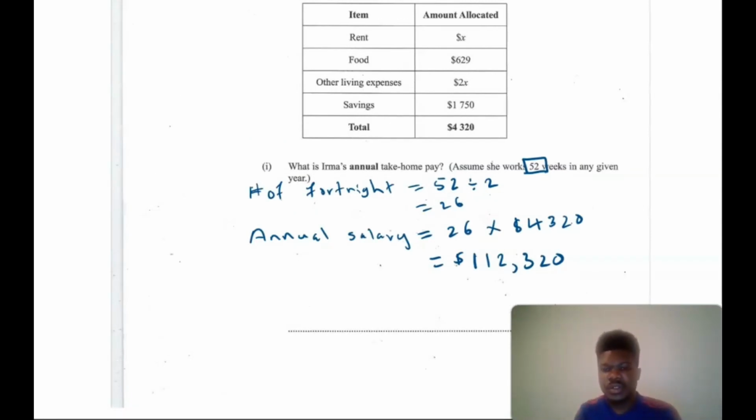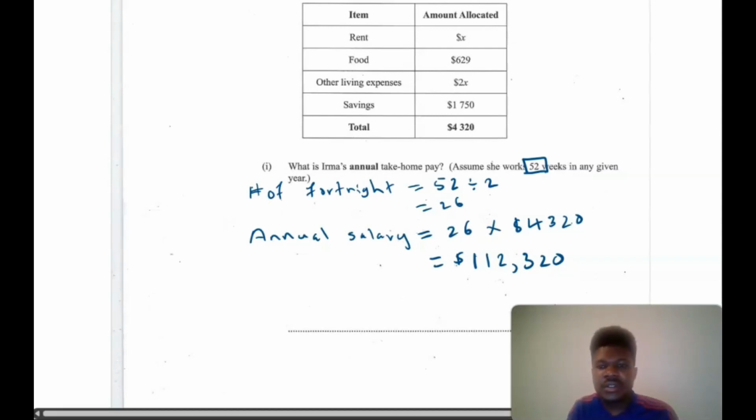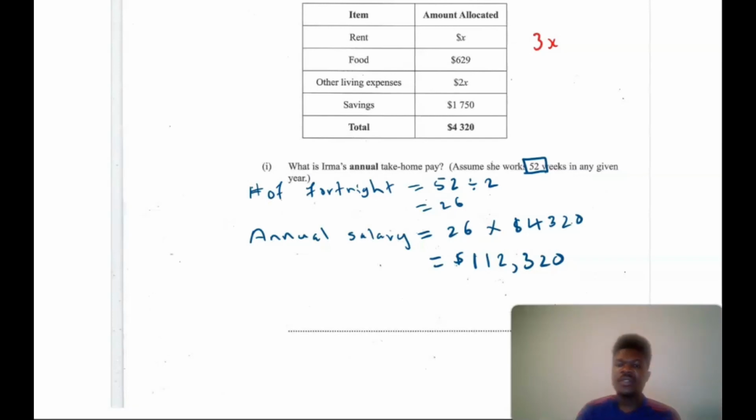To do this one, we're going to need to add up everything in the bracket here in the table. So we have one X here plus another X. So that's 3 X's. And then we can add 629 with the 1,750. So 629 plus 1,750 is 2,379. Now we can work with these values here.